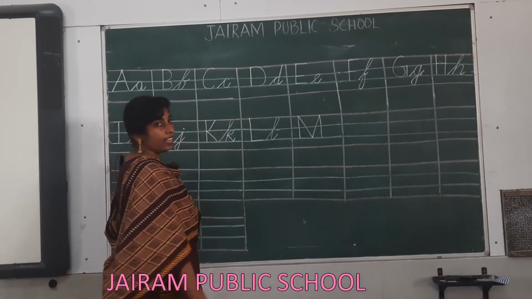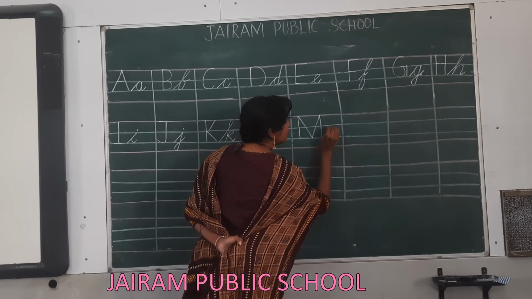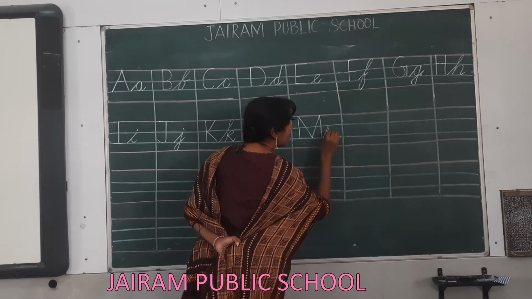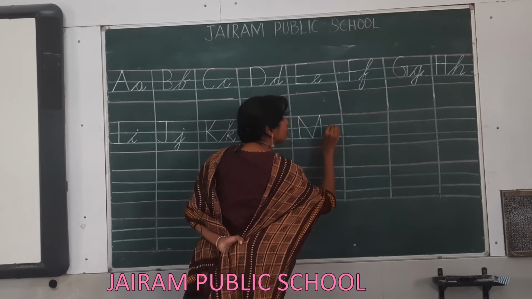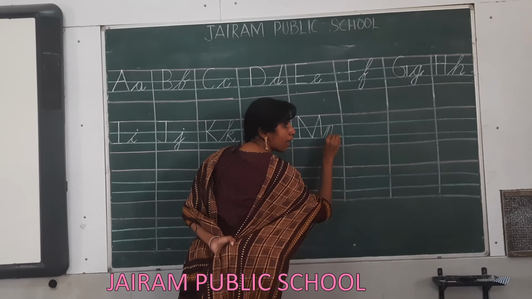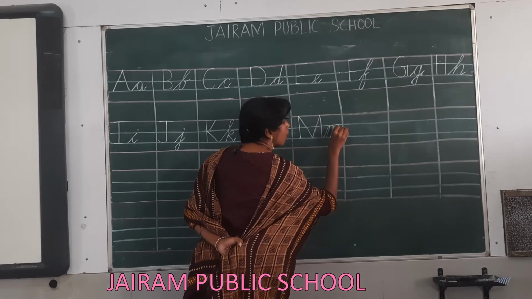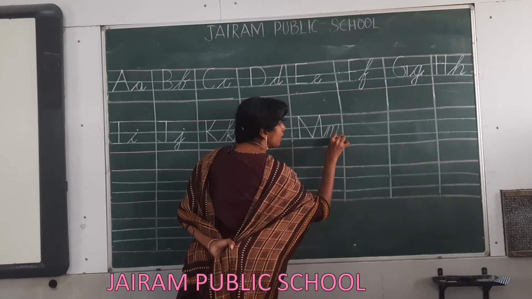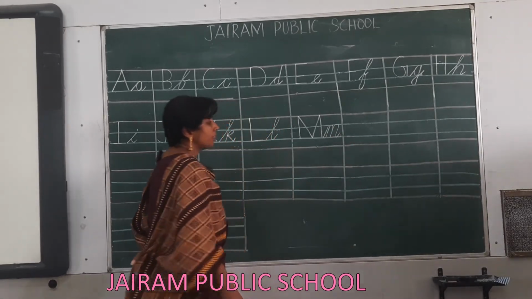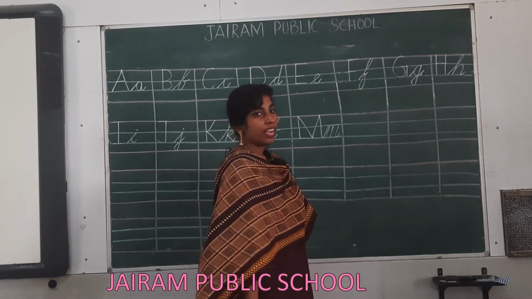Now we are going to write the cursive M. How do we write cursive M? Upward forward slant, downward backward slant, upward forward slant, over curve, downward backward slant, upward forward slant, over curve, downward backward slant and then upward forward slant. This is letter M. The next letter we are going to write is letter N.